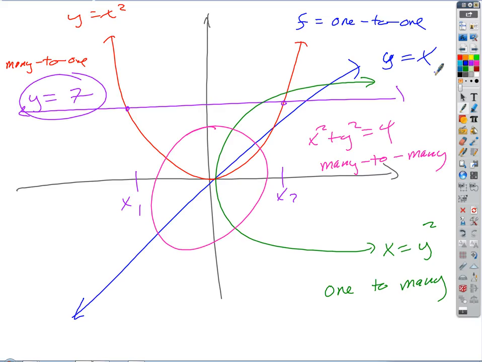And so if that horizontal line is intersecting my function in more than one place, right, then that guarantees I'm going to have at least one instance where multiple x values generate one single y value.